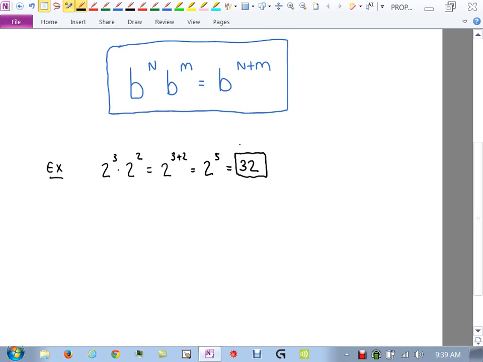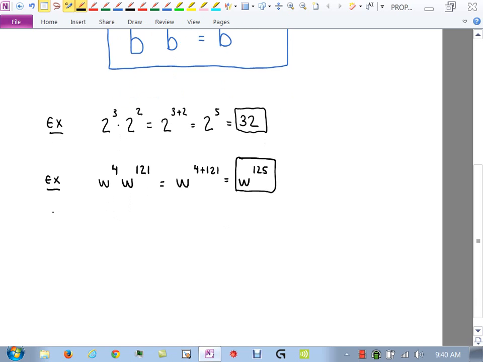Let's look at another example of this. What if I have w to the 4 times w to the 121? What is that? Well, do they have the same base? Okay, so different exponents on the same base. This equals w to the what? 4 plus 121, which is 125. And that's your answer, right? We can't figure out what that is because we don't know what w is. With me?